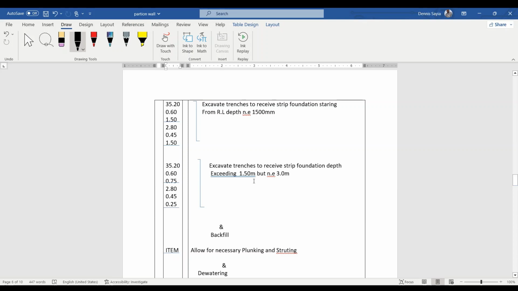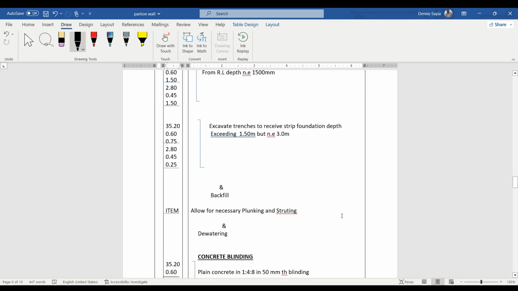Now what remains is what we book for the second stage, that is 5.20, 0.60, 0.75. This is what remains from the outside wall. And then 2.80, 0.45, 0.20, this is what remains from the partitioning wall. So we excavate trenches to receive strip foundation, depth exceeding 1.5 meters but not exceeding 3.0 meters. Upper sand we backfill, and then item we allow for necessary planking and strutting, upper sand dewatering.